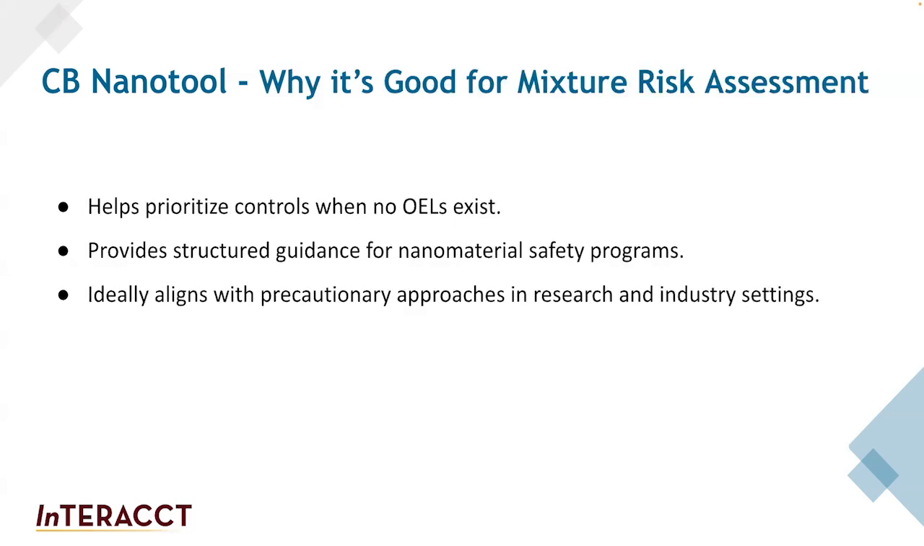The CB Nano tool is especially valuable for mixture risk assessment because it helps prioritize controls in situations where no occupational exposure limits exist. It also provides a structured framework that can be integrated into nanomaterial safety programs, ensuring that hazards are systematically addressed. In addition, the tool supports precautionary approaches, which are important in both research and industry settings where nanomaterial risks may not be fully understood. This makes it a practical choice for managing uncertainty while still protecting workers.